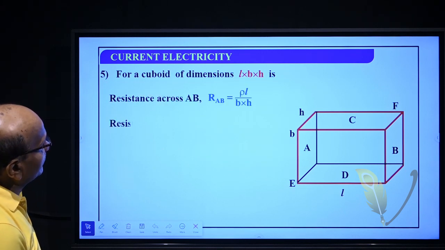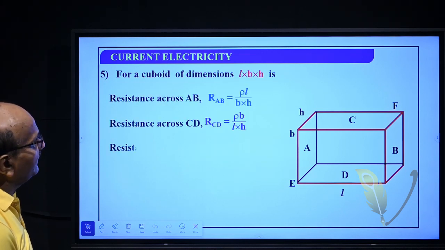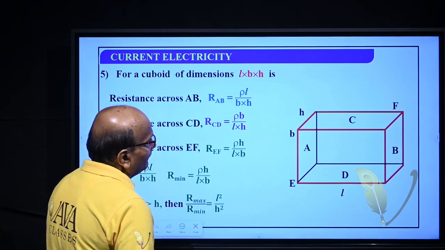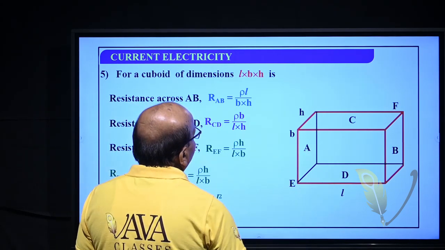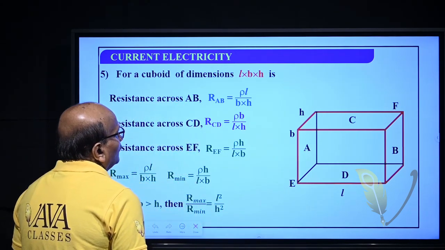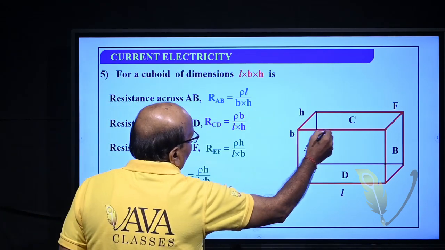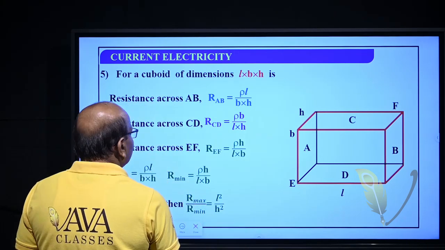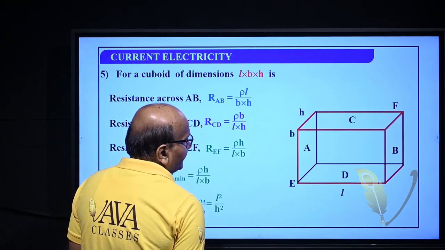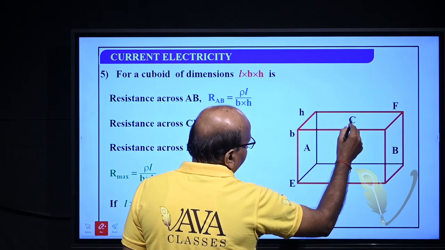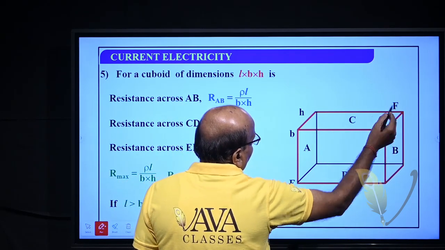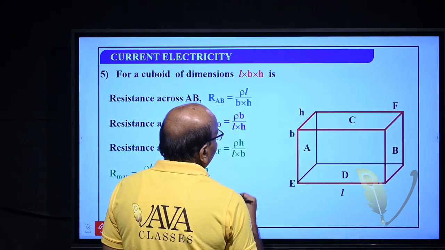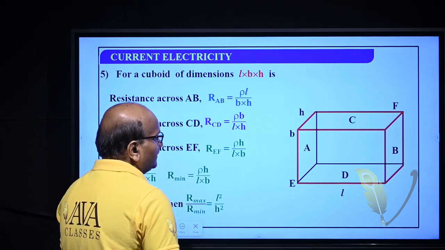For a cuboid of dimensions length into breadth into height, the resistance across AB, R_AB, between this face and this face, is equal to rho L by area, where area is breadth into height. Similarly, if we calculate CD, then it will be length B and area L cross H. So rho B by L cross H.